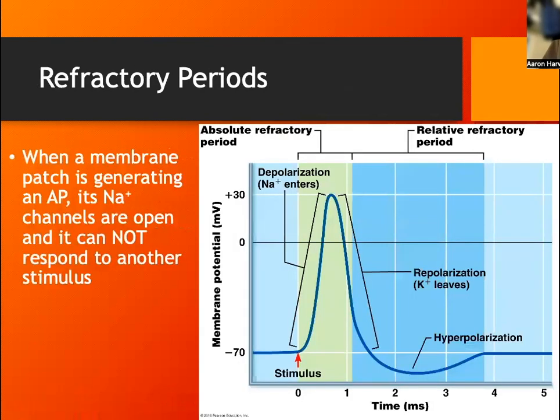And the other part of that is what happens after it fires. There's this sort of period where it's hard to create another stimulus over the threshold to fire, and it's called a refractory period. So the refractory period is when there is a membrane patch generating an action potential and all the sodium channels are open. You cannot respond to another stimulus. Mostly. There is a small caveat of what will allow you to get another stimulus. We can see here the absolute refractory period and the relative refractory period. Basically, they have their different characteristics.